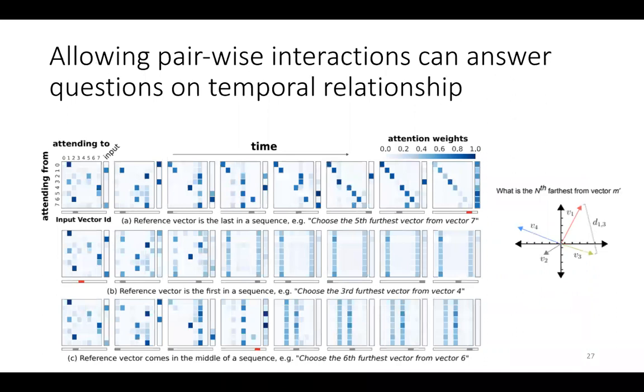Using this kind of memory with self-attention to capture relationships, you can answer a lot of questions. For example, given a set of vectors, you can answer a question like, what is the nth farthest from the vector m? Performing attention means you're trying to compare the vector m with all the vectors in the set, and based on the similarities or the distance, we can find out which is the furthest or the nth furthest. That is a perfect example of the use of self-attention in capturing relationships.